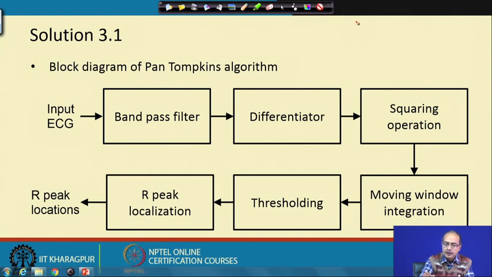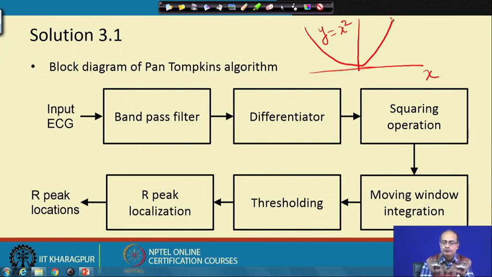Now, what happens after the squaring? If we take the plot, where we have the value x here and on the y axis we take y equal to x square, when we take that square, for both positive and negative values we will get a parabolic curve and both will become positive. So, instead of taking the absolute value, if we take the squaring operation, that also helps us get only the positive result. After the differentiation we may get positive and negative values. That becomes positive after the squaring operation.